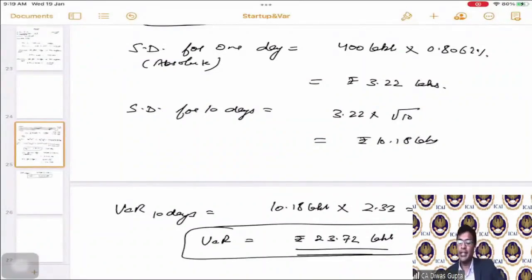So students, with this, we have completed the startup finance as well as the VaR topic from my end.